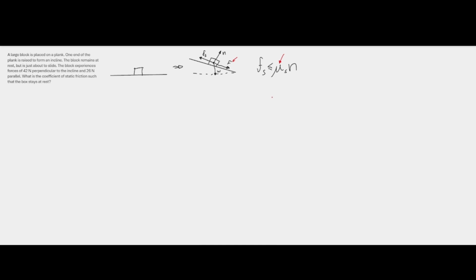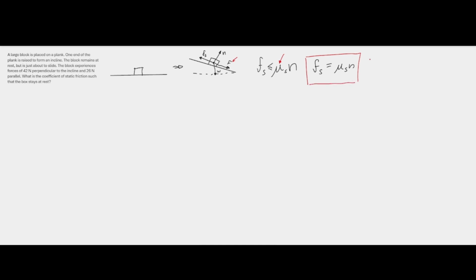That's the breakover point. But we're at the point where F sub s is equal to mu sub s times n. It can be less than or it can be equal to. If it's equal to, this is the maximum of F sub s. So this is the formula that we're going to use.